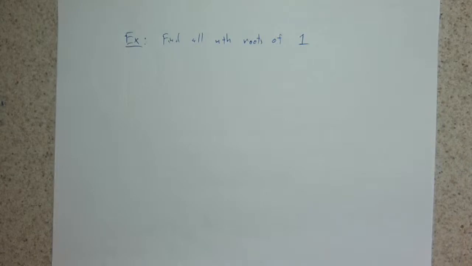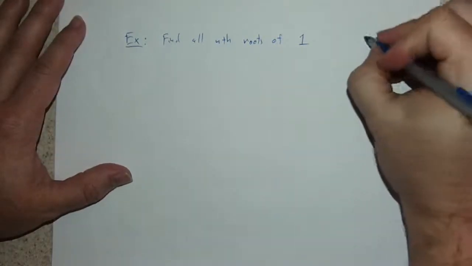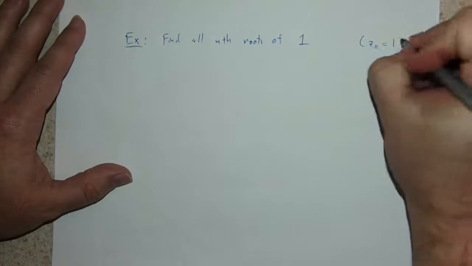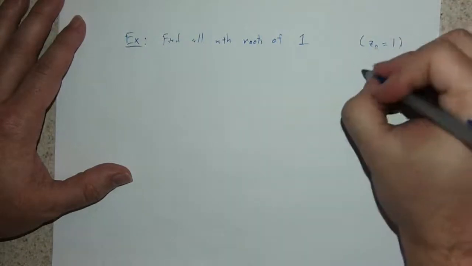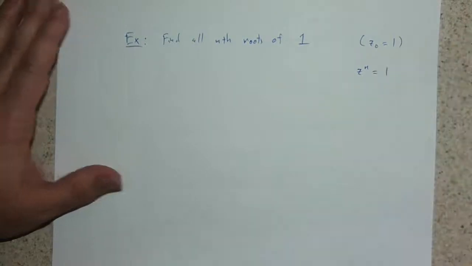So I want to find all nth roots of 1. Okay. Well, how would I do that here? So my z naught is equal to 1, and I'm looking for solutions to the equation z to the n is equal to 1.